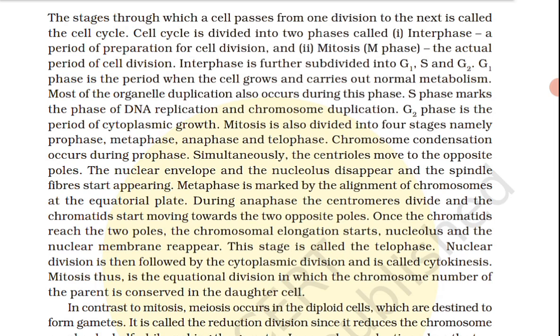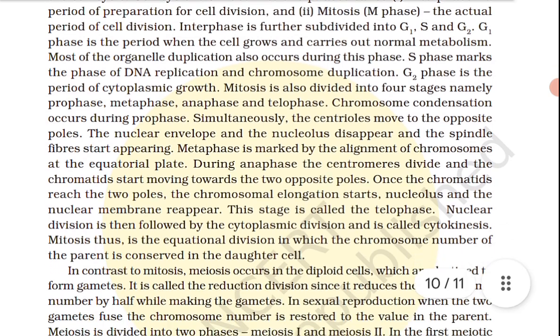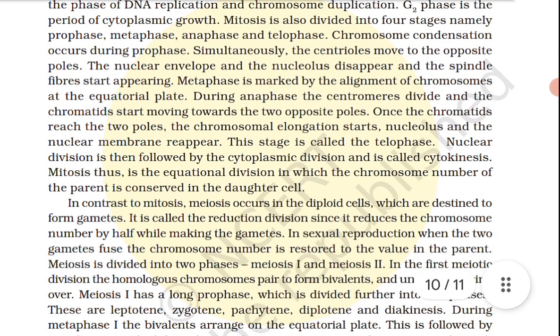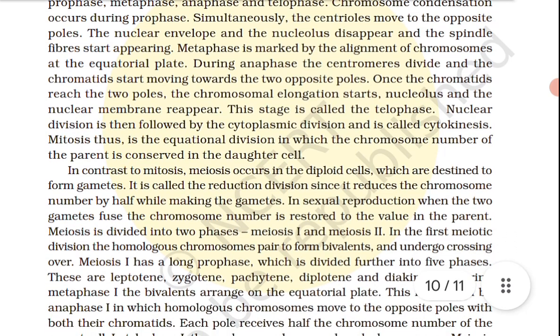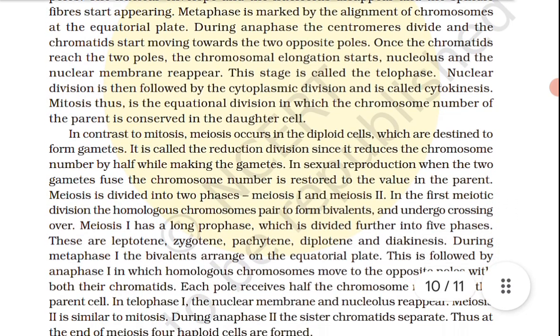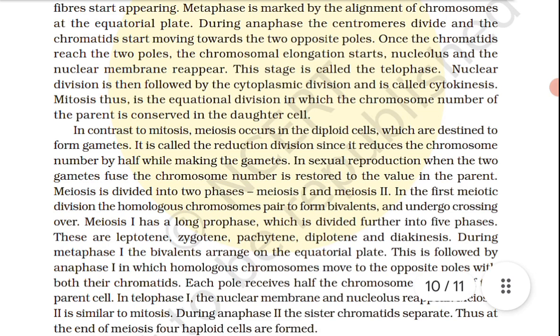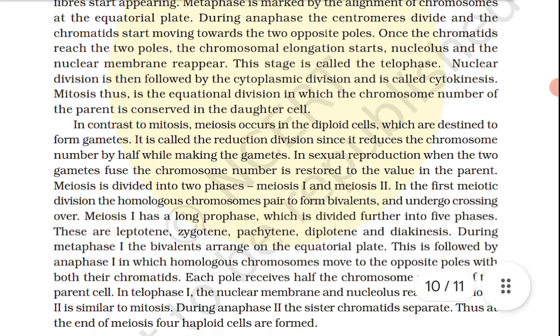During metaphase first, the bivalents arrange on the equatorial plate. This is followed by anaphase first, in which homologous chromosomes move to the opposite poles with both their chromatids. Each pole receives half the chromosome number of the parent cell. In telophase first, the nuclear membrane and nucleolus reappear.